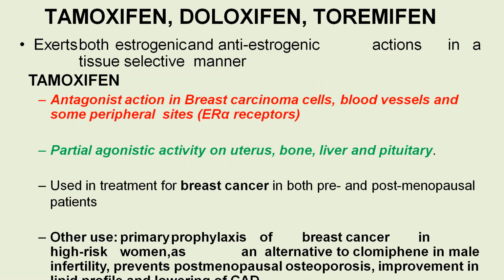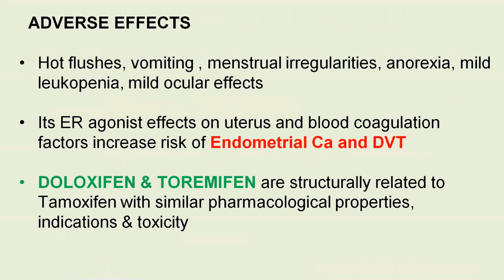See, it has an agonist activity on bone. So what is the estrogen agonist activity on bone? It maintains the bone health by increasing the osteoblastic activity. So it is used in the treatment of osteoporosis. Improvement in lipid profile and lowering of coronary artery diseases. See, the main uses here will be for treating breast cancer and for osteoporosis.